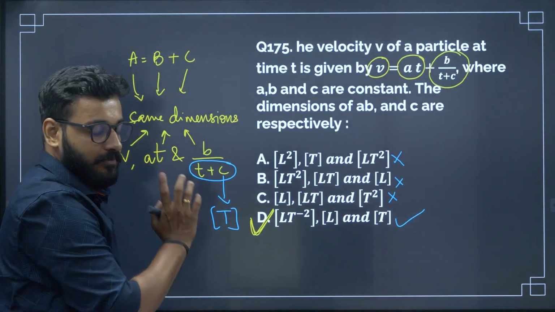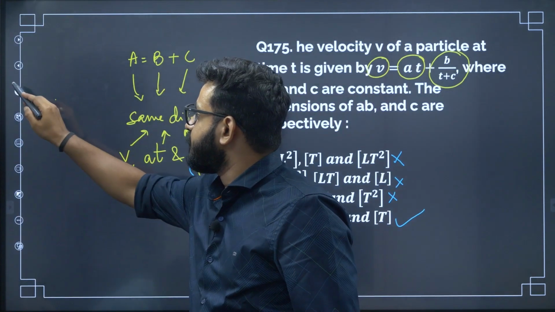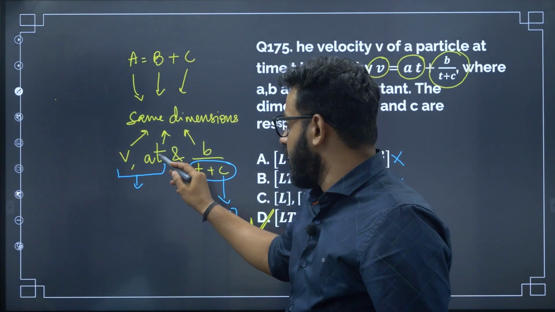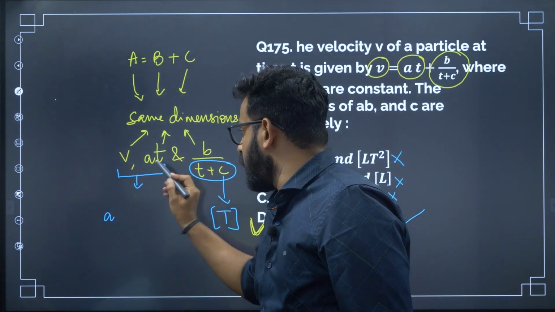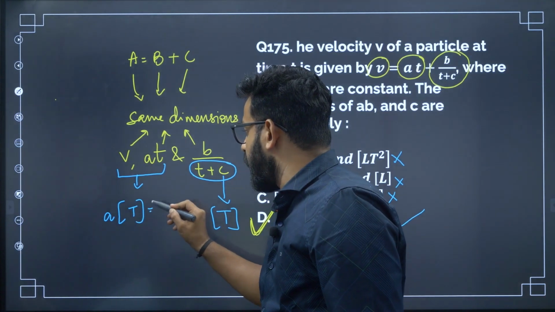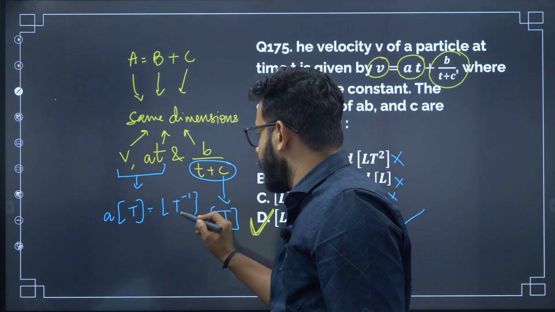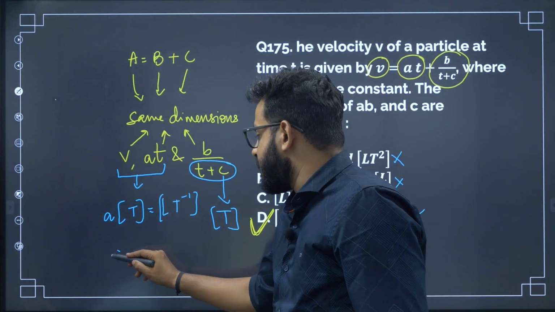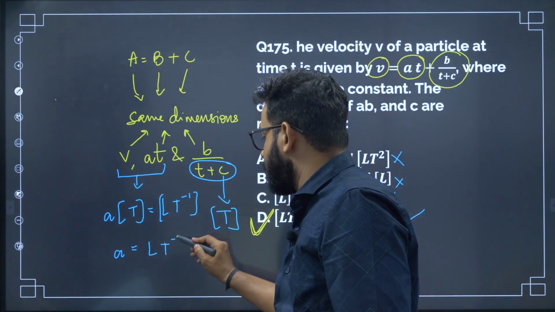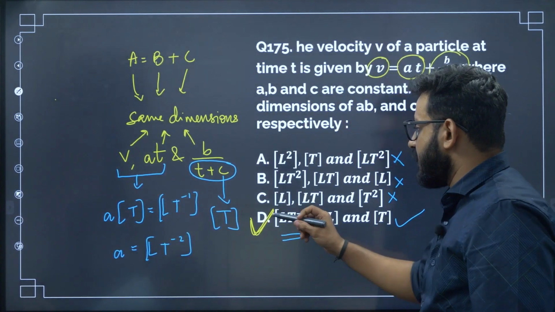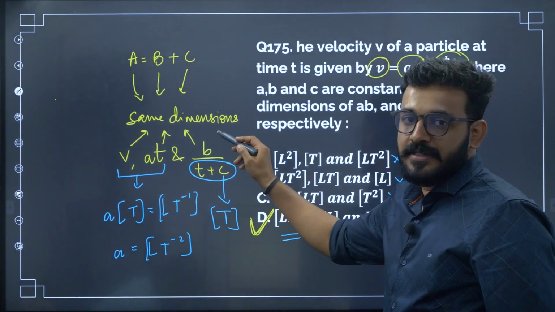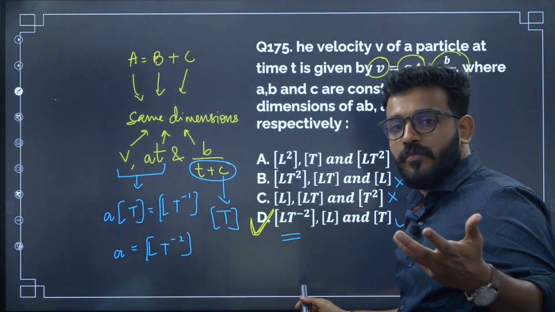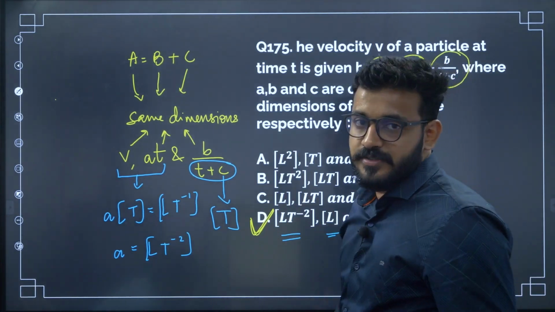Velocity and at have the same dimensions, right? That means at has the same dimension as velocity. A into T dimension is equal to velocity dimension LT minus 1. Now, bring the T down. So what happens? A is equal to LT minus 2. Correct? And similarly, B. B by T plus c has a velocity dimension. So what divided by T will give you velocity? That is length. So the correct answer is obviously option D.